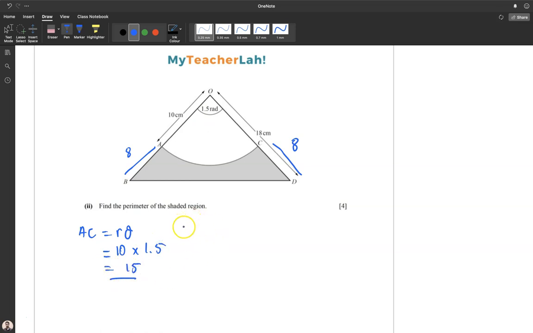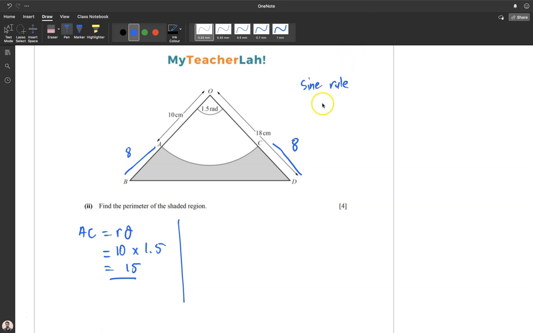Okay, what else am I missing? What else do I need? Oh, I need BD. So how do I find BD in our case? Now, there are many ways of doing it. You can separate this into a half triangle and then try to find it using trigonometry and such. But I'm going to use the sine rule.